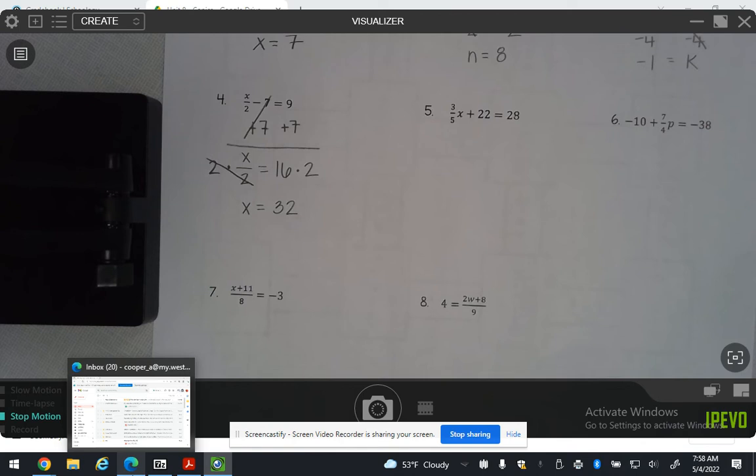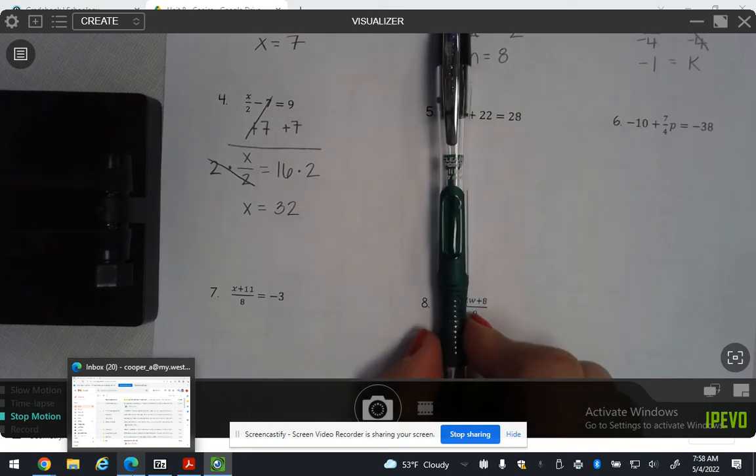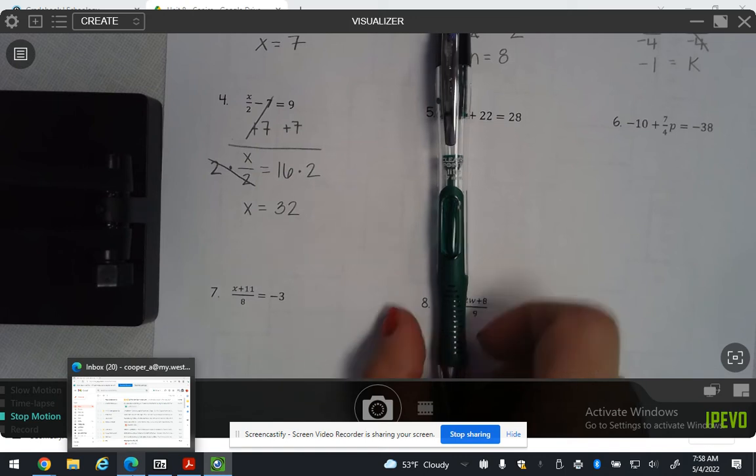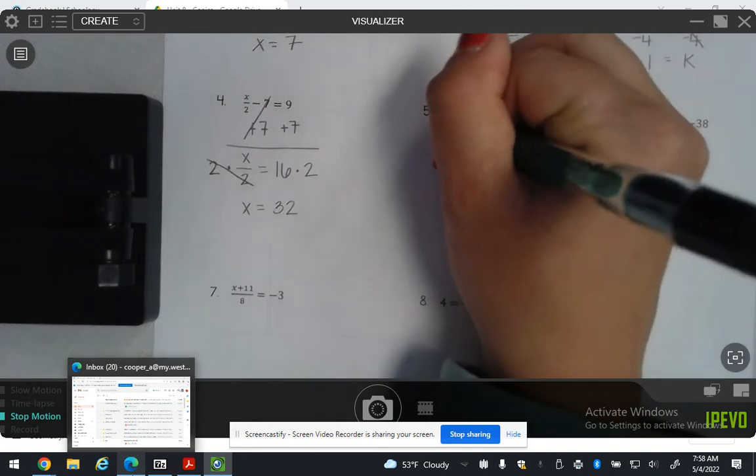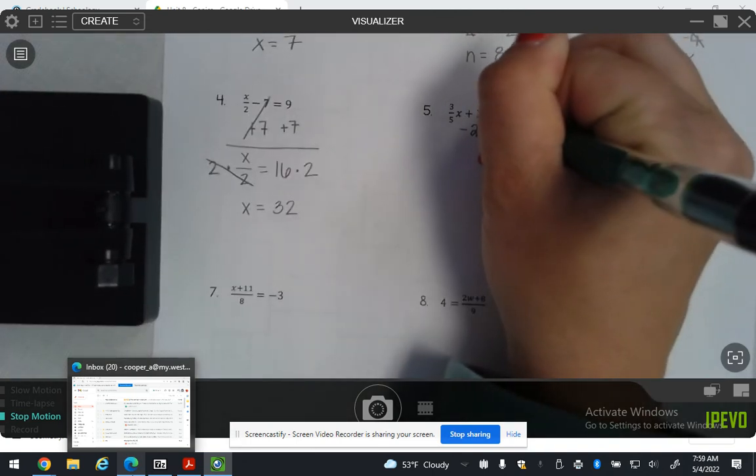Okay. Number 5. Cover up your X. Pencil, whatever you want to use. Boom. What's on the same side as my pencil? 22. Does everybody see that it's 22? Is that 22 positive or negative? Positive. So to move it, I need to subtract 22 from both sides.